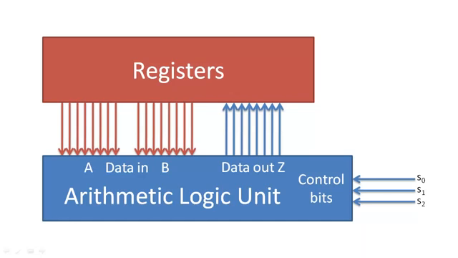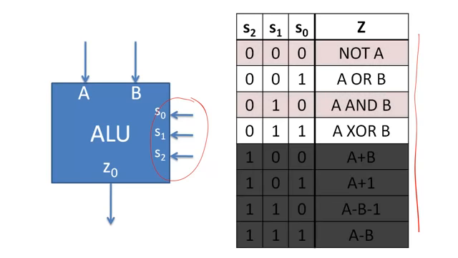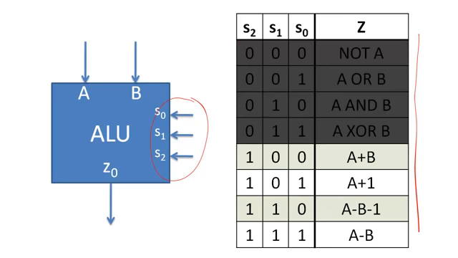Suppose now that we want to implement an ALU that receives 3 control bits and executes 8 operations. I have designed this ALU so that when S2 is 0, we select to execute one of 4 logic operations, and when S2 is 1, we select to execute one of 4 arithmetic operations.